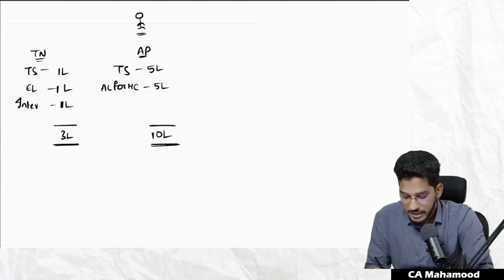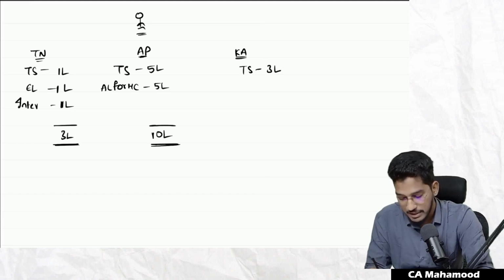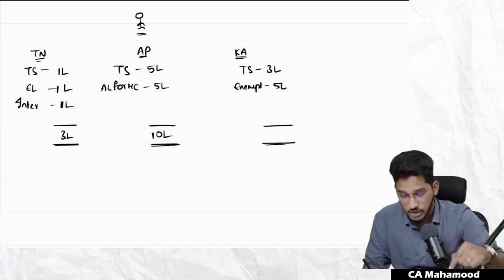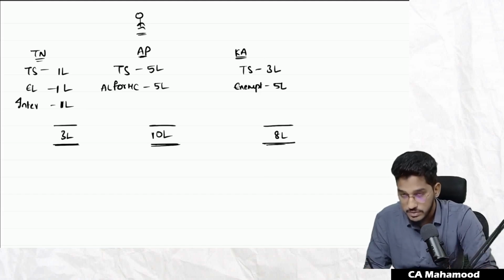I am also having a place of business in Karnataka. In Karnataka, I made a taxable supply worth 3 lakh rupees. I have also made some exempt supplies of 5 lakh rupees. So what is my turnover in Karnataka? The turnover in the state of Karnataka is 8 lakh rupees.